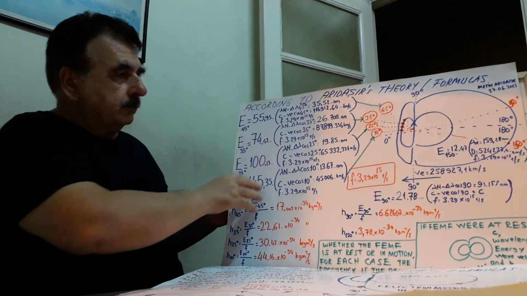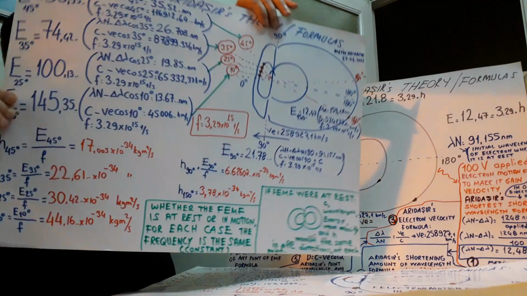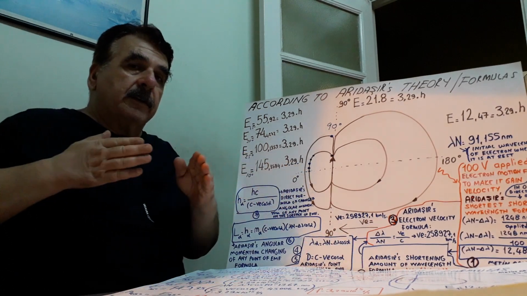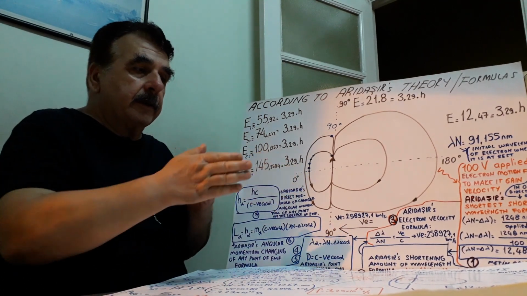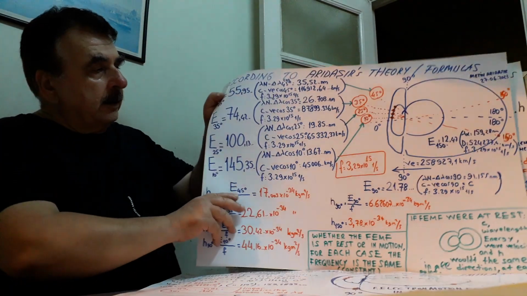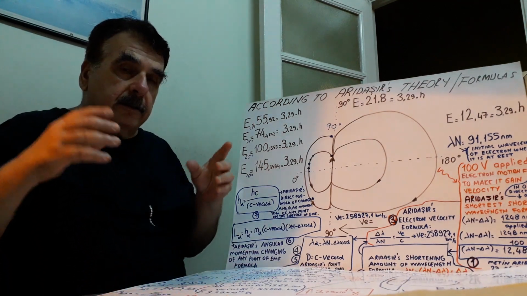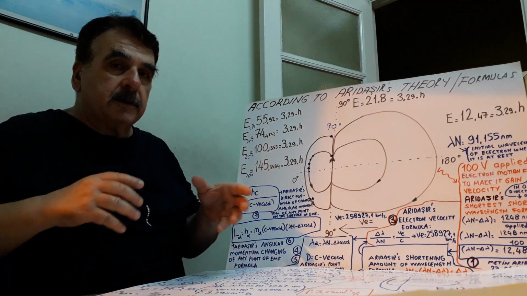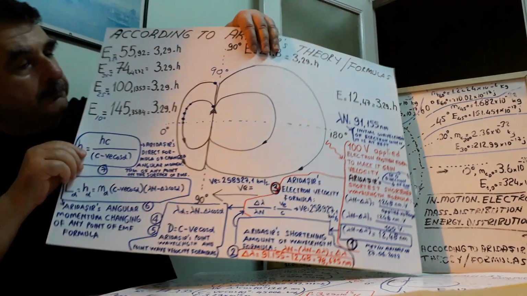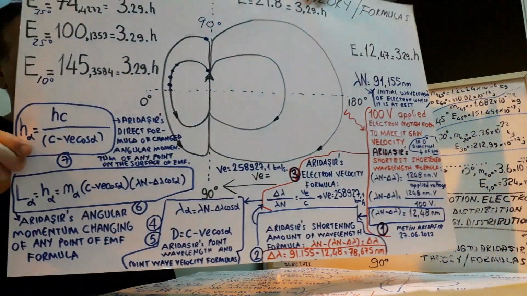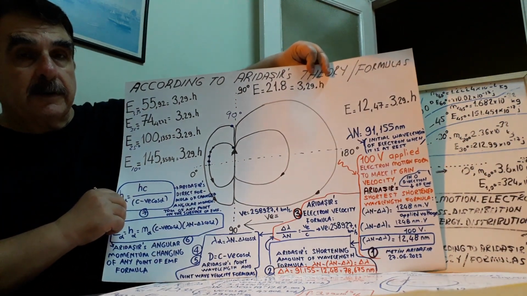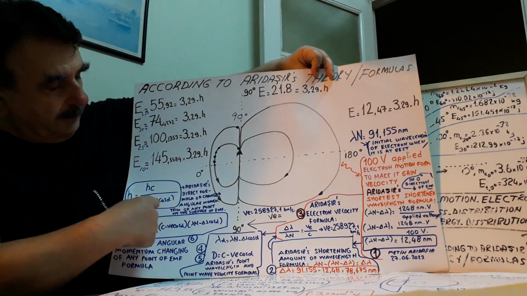Here, snapshot. This is for linearly relocating electron motion form, how angular momentum changes here. How Planck's constant is variable here.